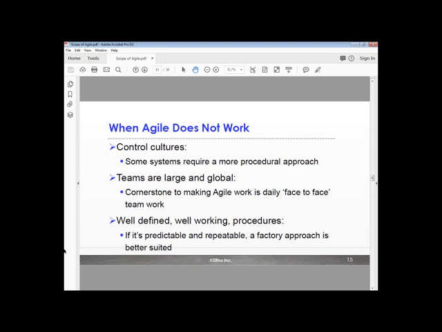Agile does not work when we have well-defined, well-working procedures. If it's predictable and repeatable, then a factory approach would be better. We don't need to have innovations. We don't have to have new requirements every day. If we have everything up front and we know what we're doing, then choose a different style of organizing the people and the work.